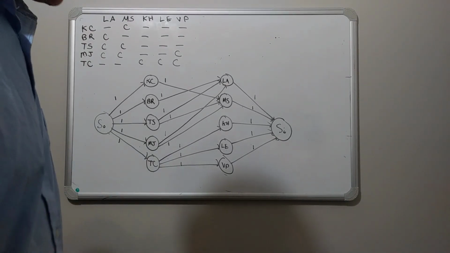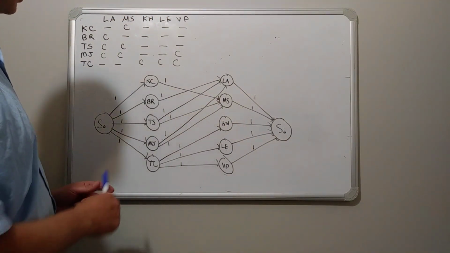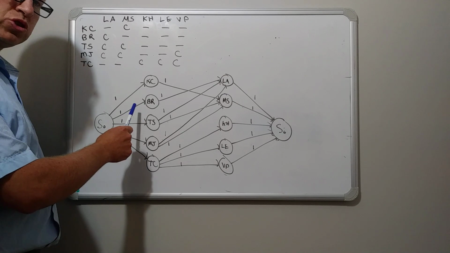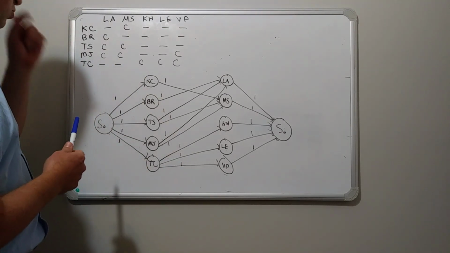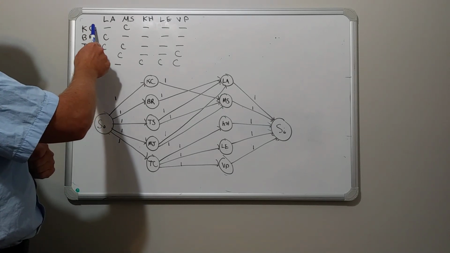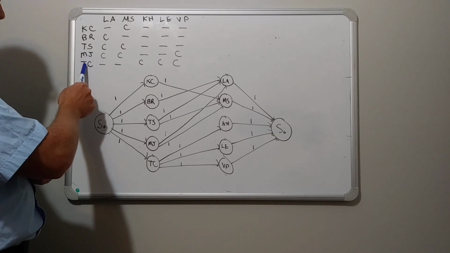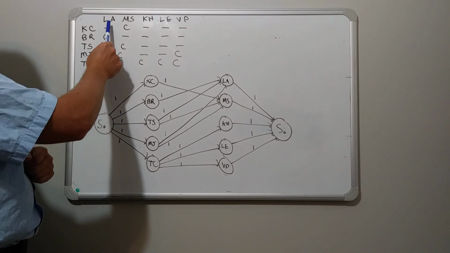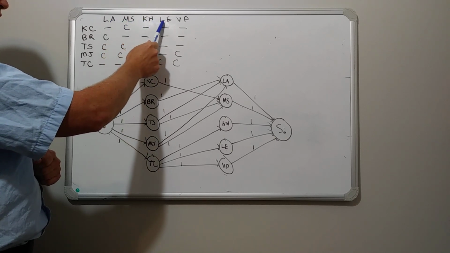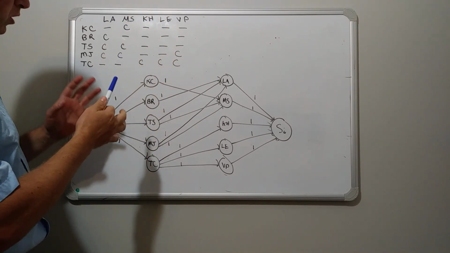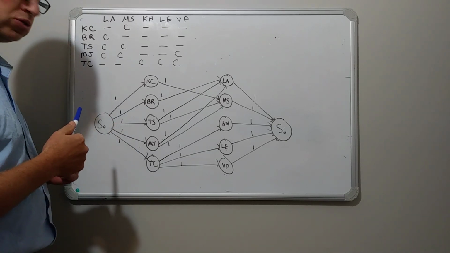Today we're going to learn how to solve a matching problem using a maximum flow network. So we have 5 people, KC, BR, TS, MJ, and TC, and 5 other people, LA, MS, KH, LE, and VP. And we want to match them up. We want to make 2-person matches.